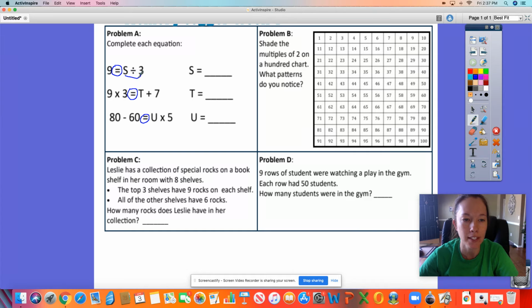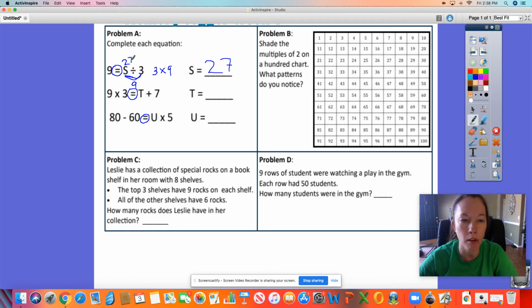So that means I need to think, what number could be divided by 3 that would give me 9 as an answer? I know that with division, I can use multiplication to help me. So if I said, well, what is 3 times 9? 3 times 9 is 27. So 27 divided by 3 is 9, and 9 is the same as 9. So in the first equation, 27 would be my answer for S.